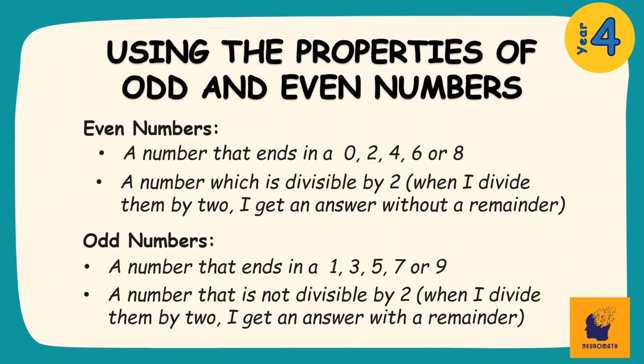Before we go into our main focus, let's quickly refresh our memories about what odd and even numbers are. Even numbers are those that have a 0, 2, 4, 6, or 8 in their ones place. They are also divisible by 2. What that means is, when I divide them by 2, I get an answer without a remainder. Odd numbers, on the other hand, are those that have a 1, 3, 5, 7, or 9 in their ones place value. If I divide those by 2, I do get a remainder, which means they are not divisible by 2.